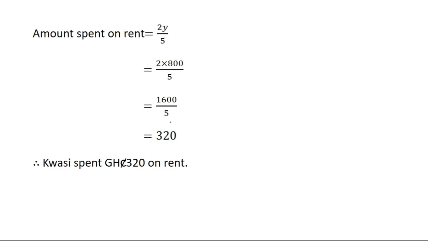Try and use this same principle to find the amount of money he spent on fuel. Now remember, if you add the amount of money he spent on fuel to the amount of money he spent on rent and to the amount of money he spent on food, and you subtract that from his monthly salary, you are supposed to get 240 Ghana cedis, since that is what the question told us.